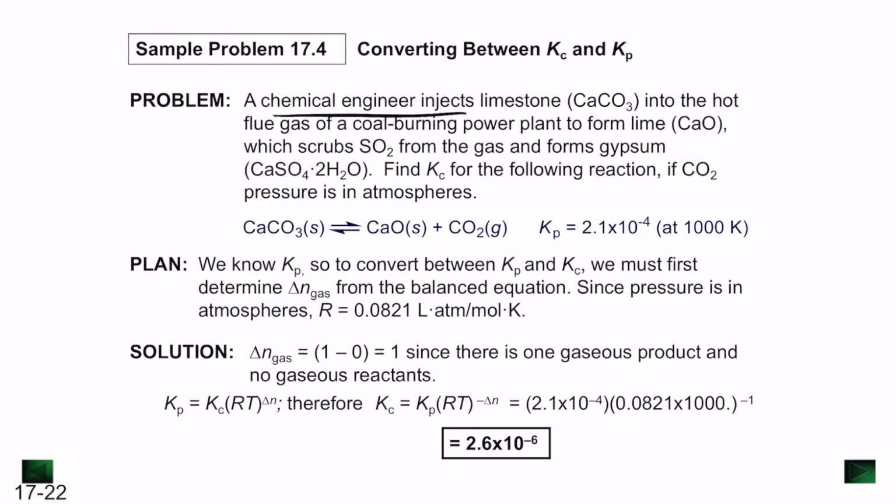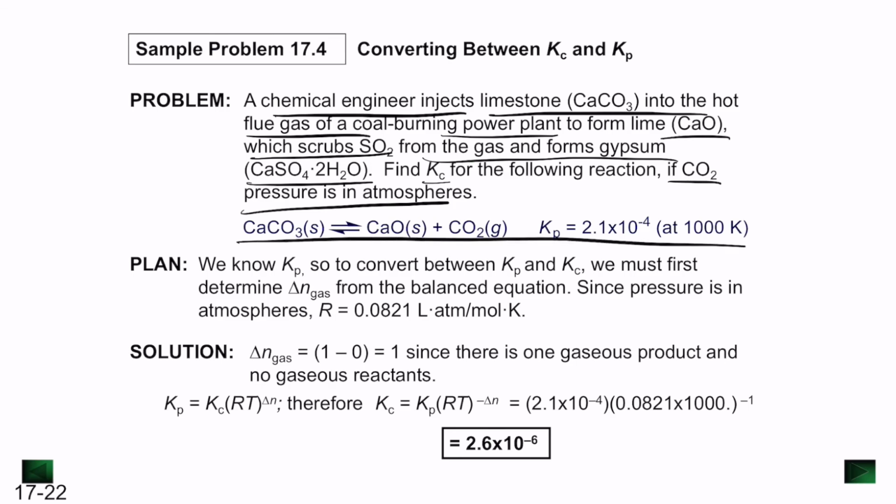A chemical engineer injects limestone into hot flue gas of a coal burning power plant to form lime, which scrubs SO2 from the gas and forms gypsum, which is CaSO4 times 2H2O. Find Kc for the following reaction if CO2 pressure is in atmosphere. So this is the value that is given right here. CaCO3 gives CaO plus CO2, and the value for Kp is given.